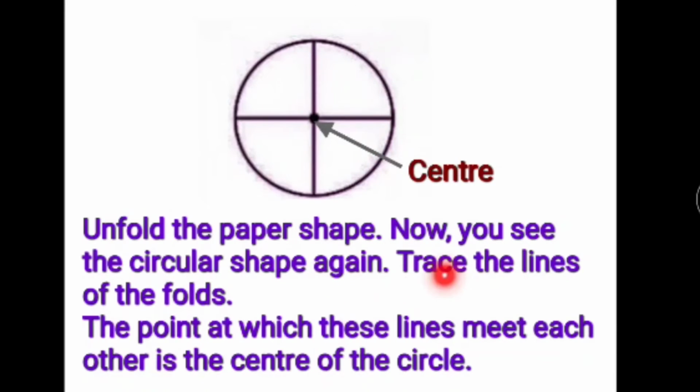Okay. Trace the lines of the folds. Now we are going to trace these lines. The point at which these lines meet each other is the center of the circle. Now this is the point of the circle. Okay. This line meets on this point. So this point is a center. We called it center.